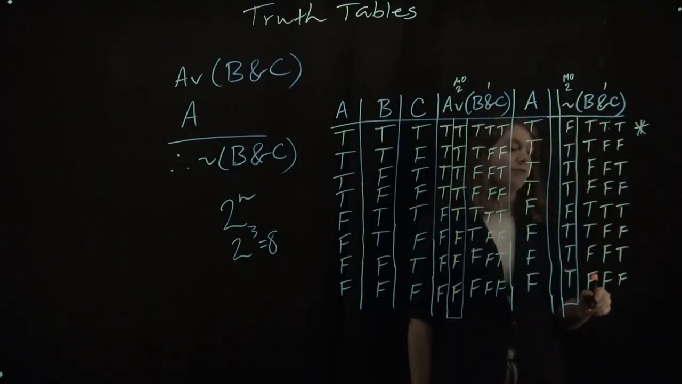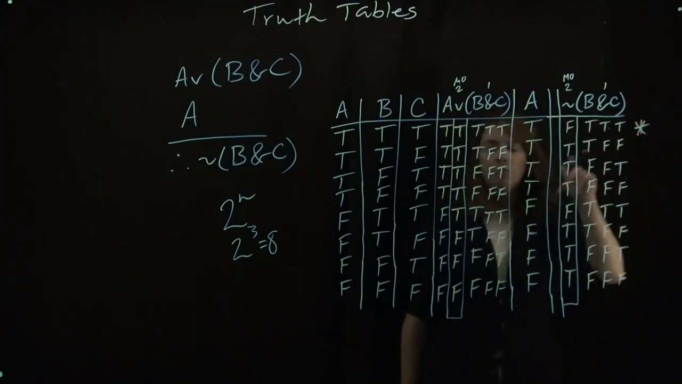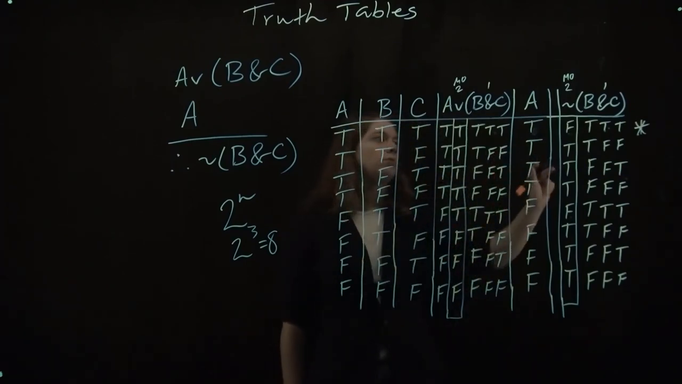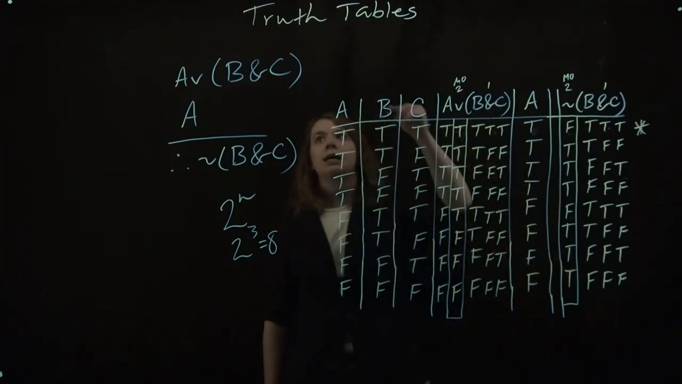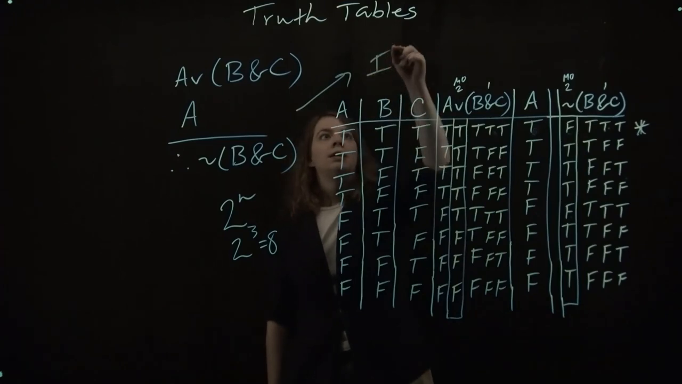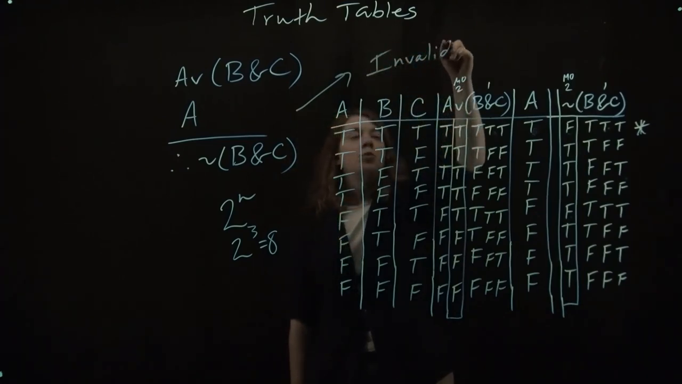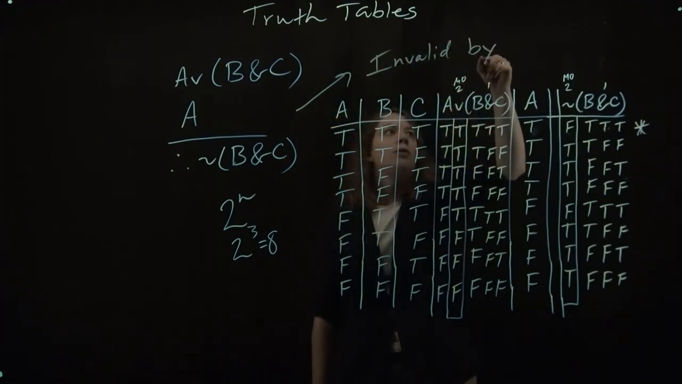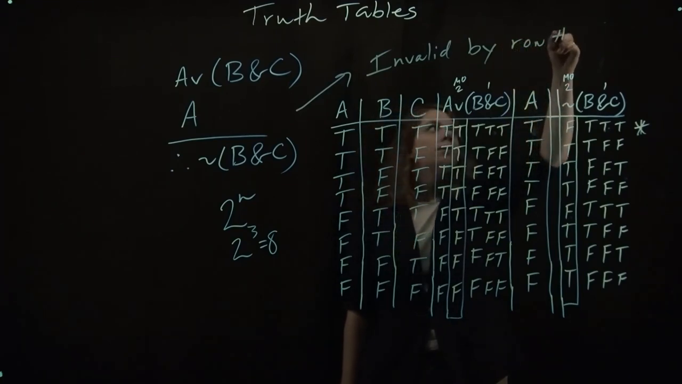So because there is at least one row in which all the premises are true and the conclusion is false, we can say then that this whole argument is invalid. And more specifically, it's invalid by row number 1.